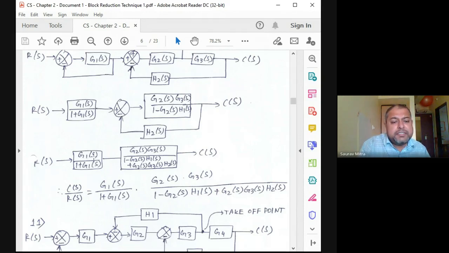And this is actually G1 by 1 plus G1, and whatever you are finding here is a big block. They are coming in cascade. Then C(s) by R(s) is equal to this block multiplied by this block. So this is G2 G3 divided by 1 minus G2 H1 plus G2 G3 into H2.